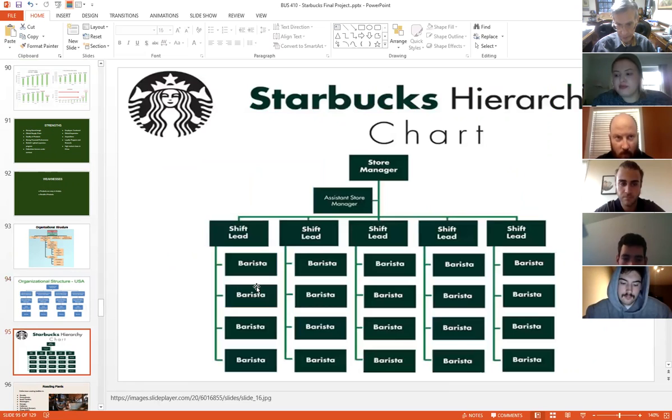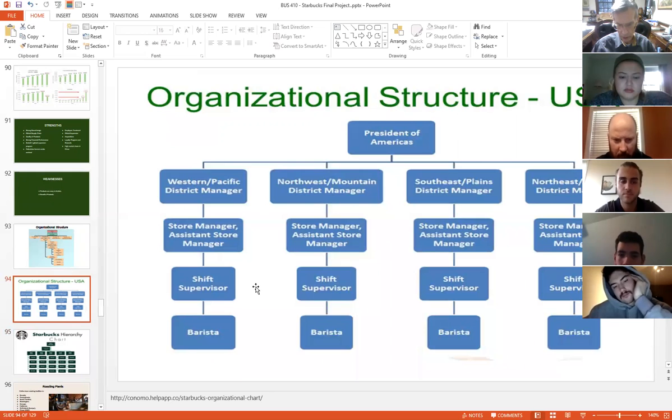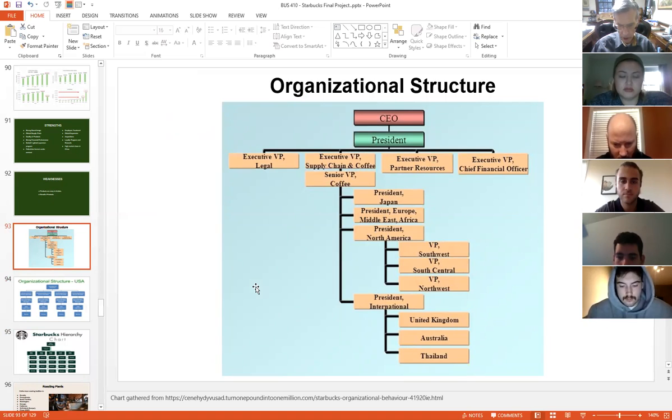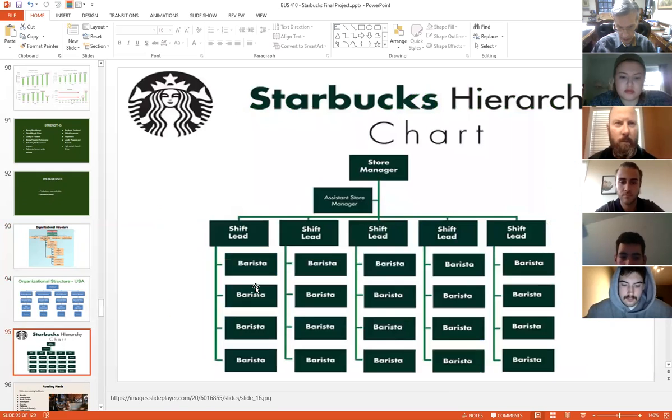Okay. And now just a simple Starbucks chart that pretty much shows the breakdown of a Starbucks store: the store manager, then the assistant store manager, then the shift leads, and then the baristas. The number of shift leads varies according to the size of the store. It's not necessarily five per store. It can be less or more. I think that between this and the previous chart, you get more of your answer. This company is well set up to operate. They've got their act together.